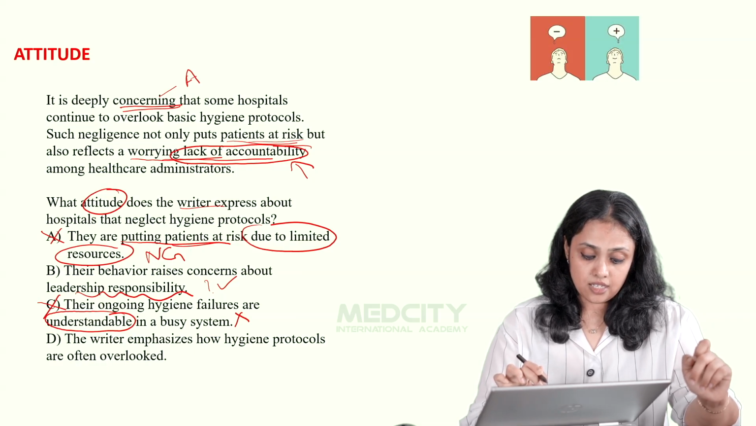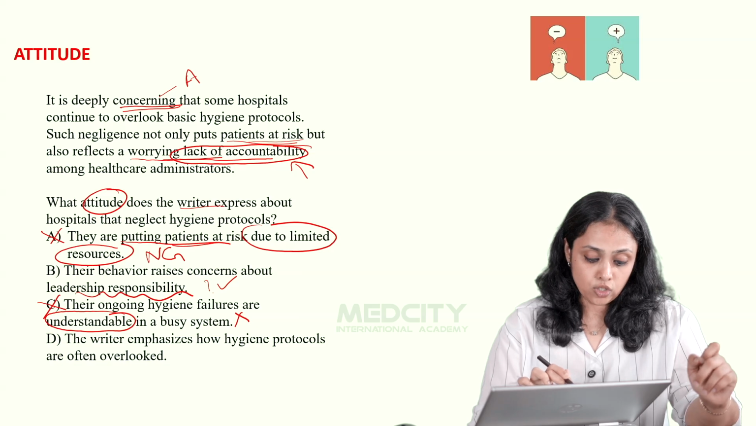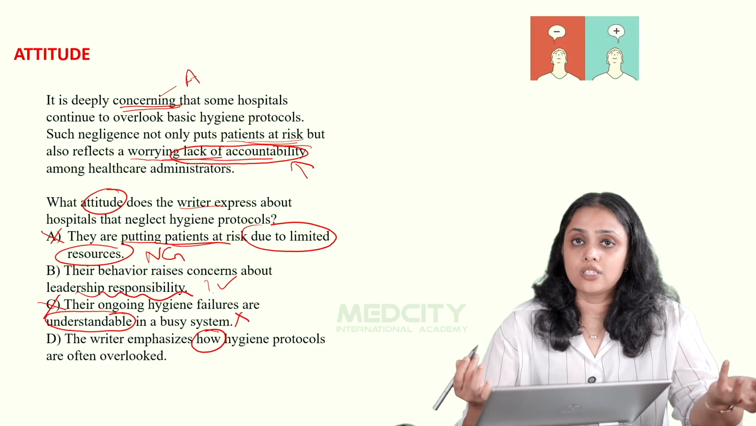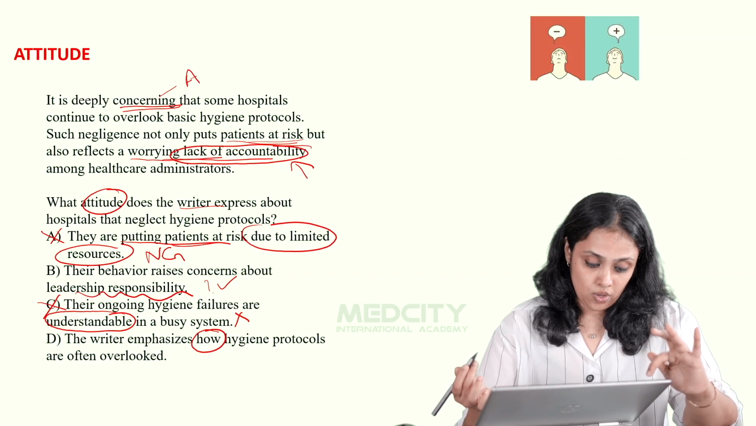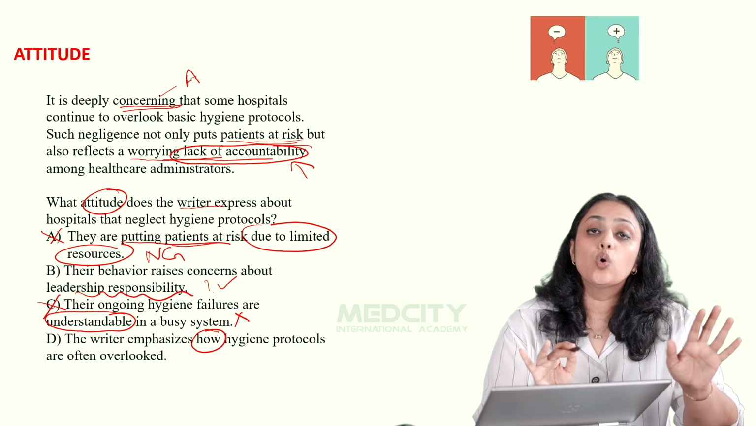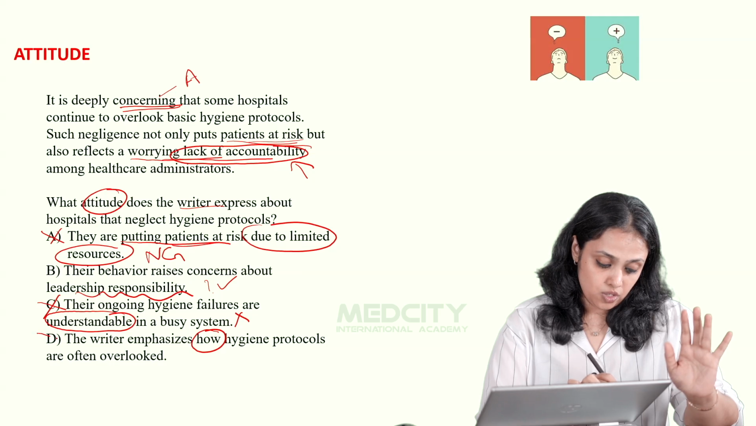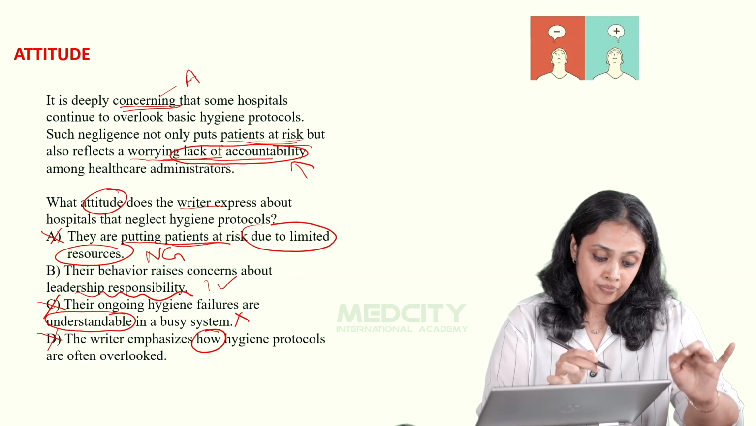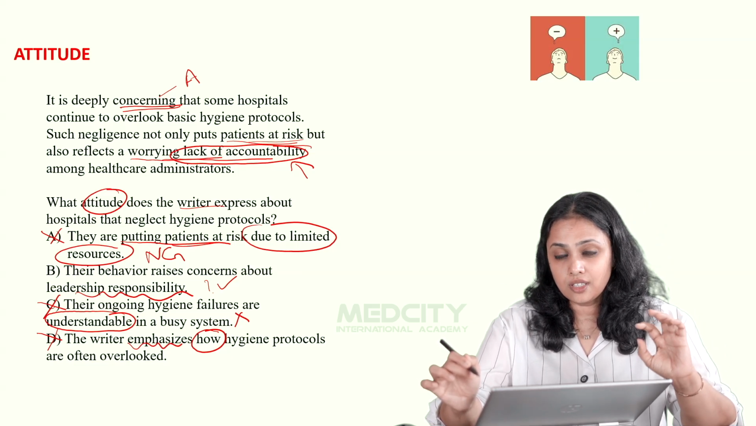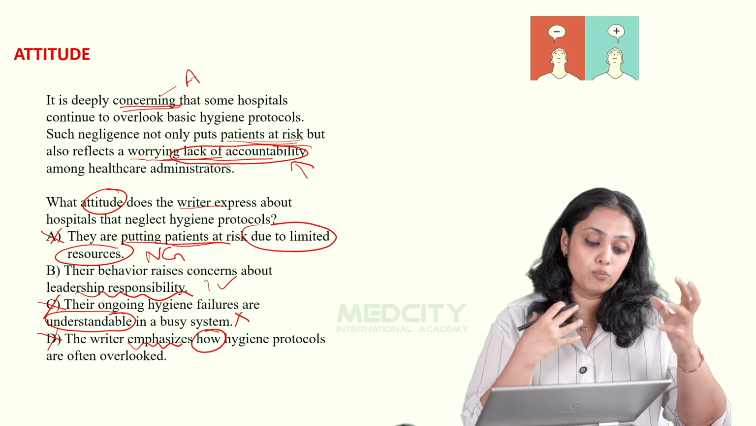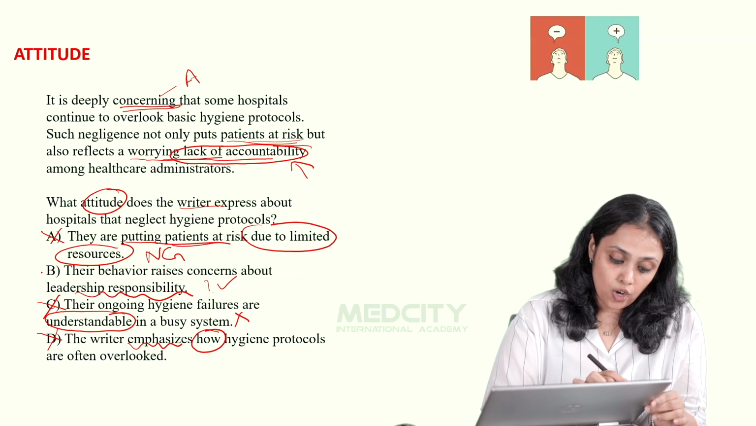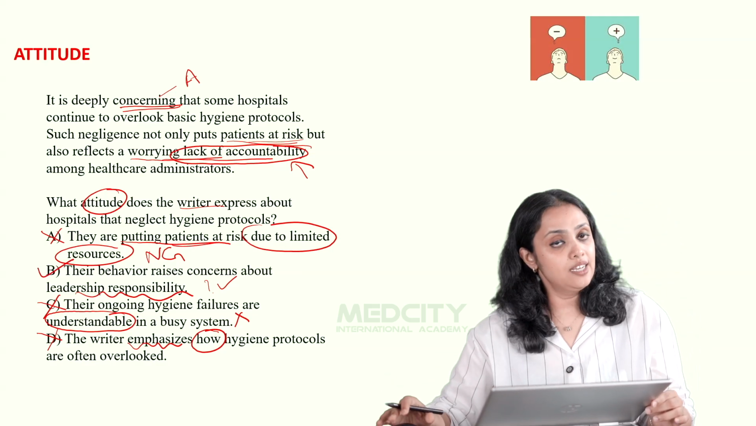The writer emphasizes how hygiene protocols are often overlooked. How it is overlooked, is it mentioned in the extract? No. He is just expressing his worry about the fact that some hospitals overlook the basic hygiene protocols. So for that reason, we cannot choose option D. The writer is not trying to emphasize that idea. What has more prominence here is the writer's worrying, concerned attitude. For that reason, definitely option B is the right answer.